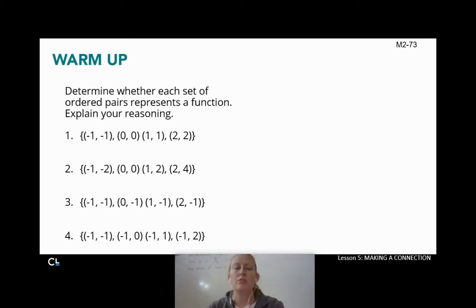So we already know linear functions can be written all kinds of ways, right? Tables, graphs, equations, scenarios, right? I mean, we've seen so many different ways to write our linear functions now. We're going to just kind of compare things.